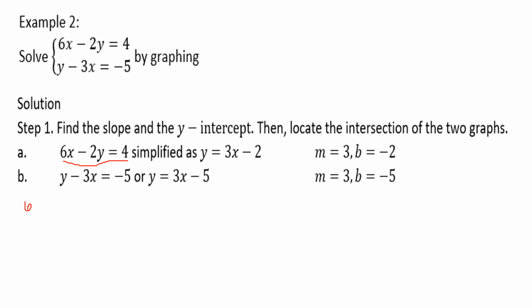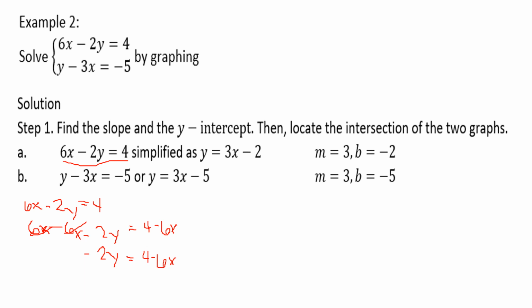So we have here 6x minus 2y equals 4. So paano ko ni ma-remove si 6x sa left side? So we subtract both sides of the equation by 6x. Minus 2y equals 4 minus 6x. Okay, so this becomes 0. So nabilin is negative 2y equals 4 minus 6x.